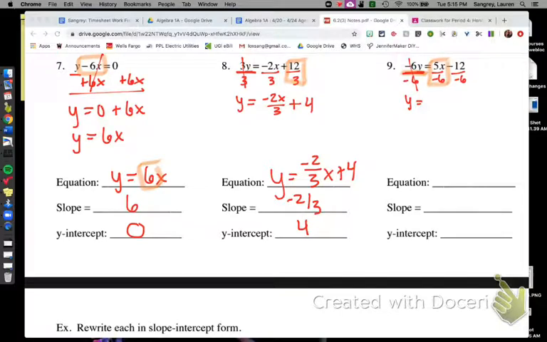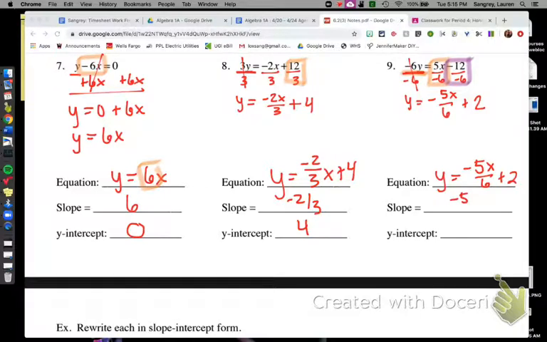Treat this term in orange as a fraction. Can it reduce? The answer is no, so just leave it as 5x over negative 6. Now I'm looking at the last term here in purple. Can it reduce? The answer is yes. It is a negative 12 over a negative 6, which becomes a positive 2. So here's the new equation.